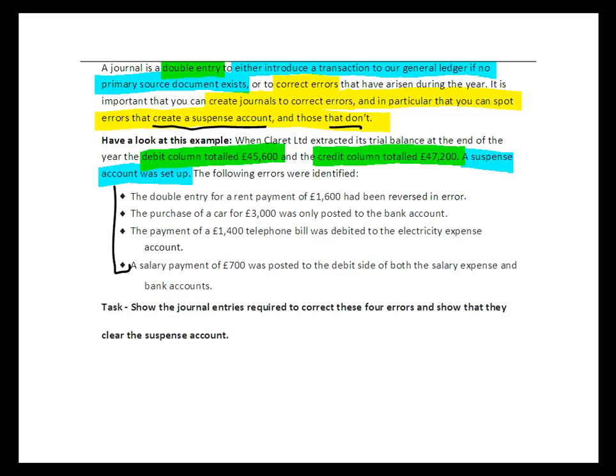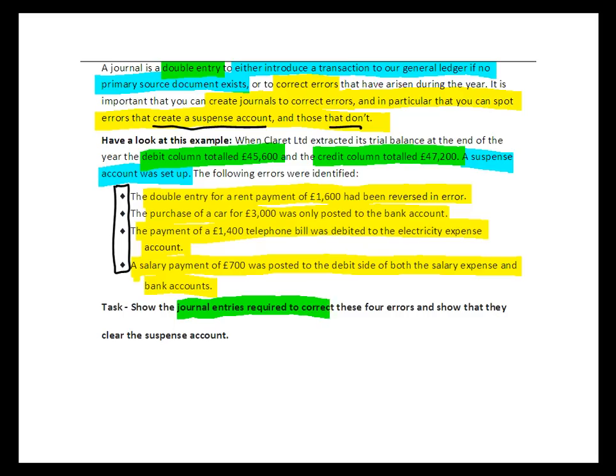So we've got 4 errors that have been made. Firstly, the double entry for a rent payment of £1,600 had been reversed in error. Secondly, the purchase of a car for £3,000 was only posted to the bank account. Thirdly, payment of a £1,400 telephone bill was debited to the electricity expense account. And fourthly, a salary payment of £700 was posted to the debit side of both the salary expense and the bank accounts.